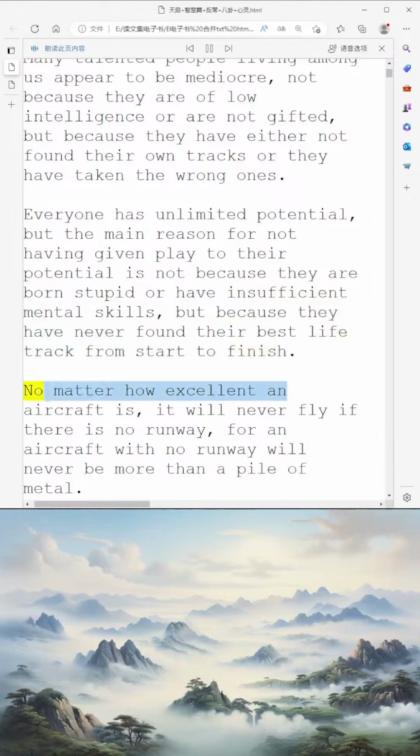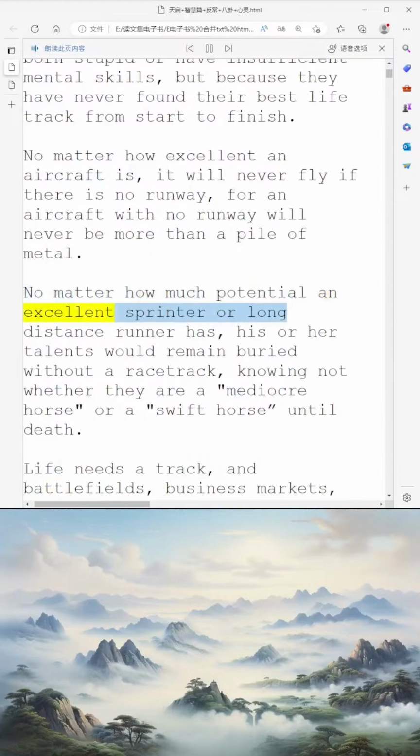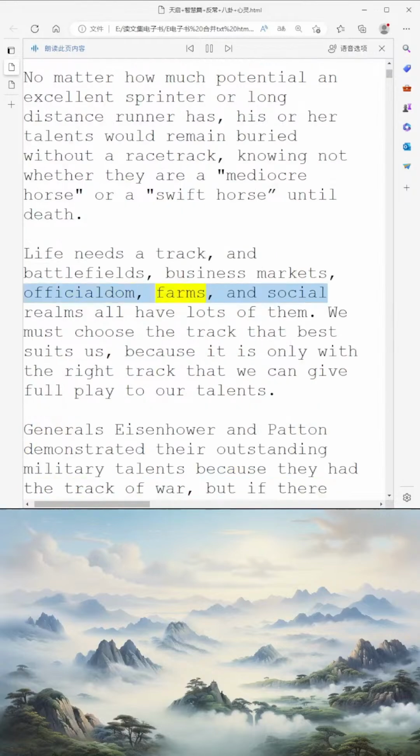No matter how excellent an aircraft is, it will never fly if there is no runway, for an aircraft with no runway will never be more than a pile of metal. No matter how much potential an excellent sprinter or long-distance runner has, his or her talents would remain buried without a racetrack, knowing not whether they are a mediocre horse or a swift horse until death. Life needs a track, and battlefields, business markets, officialdom, farms, and social realms all have lots of them.